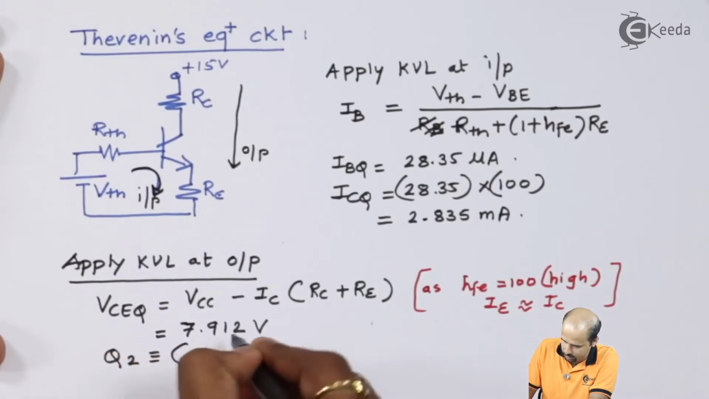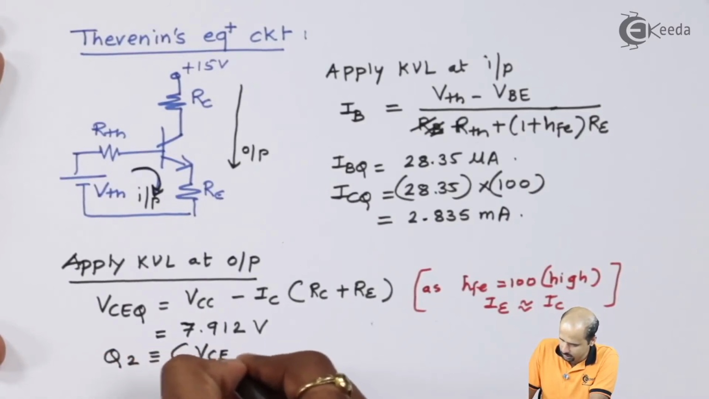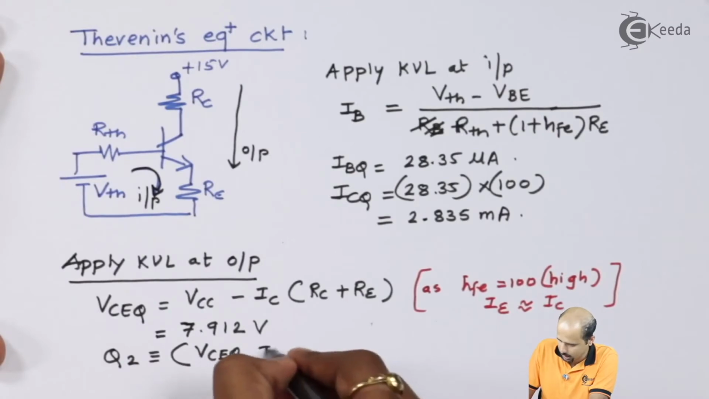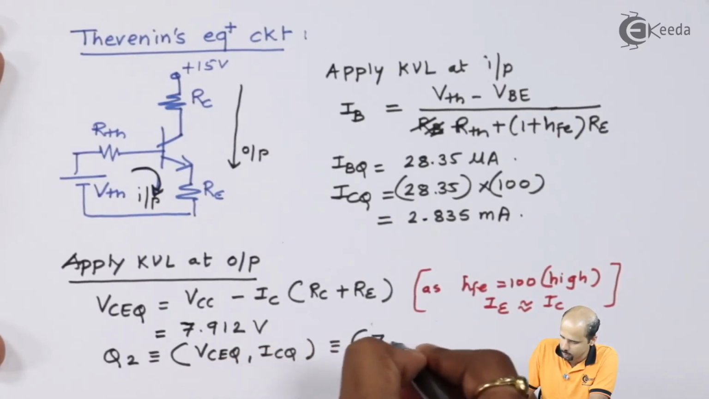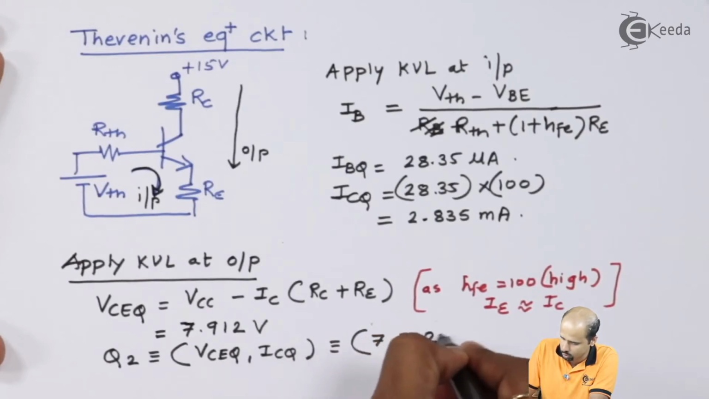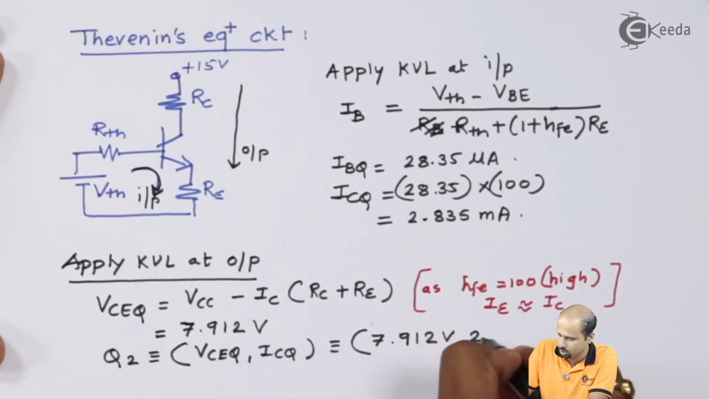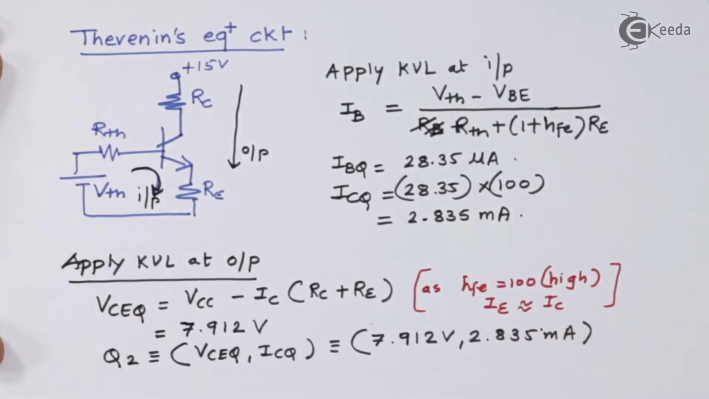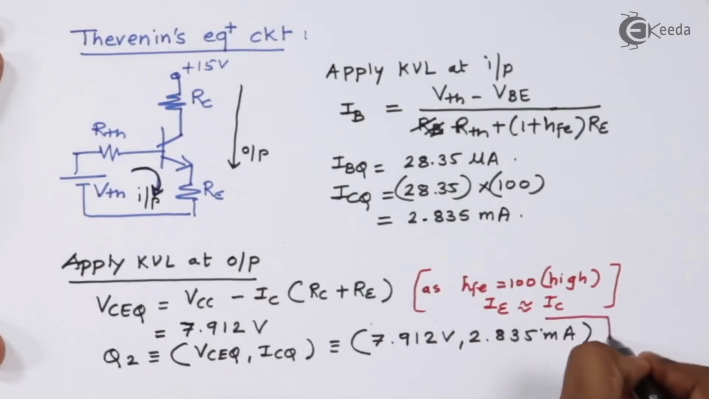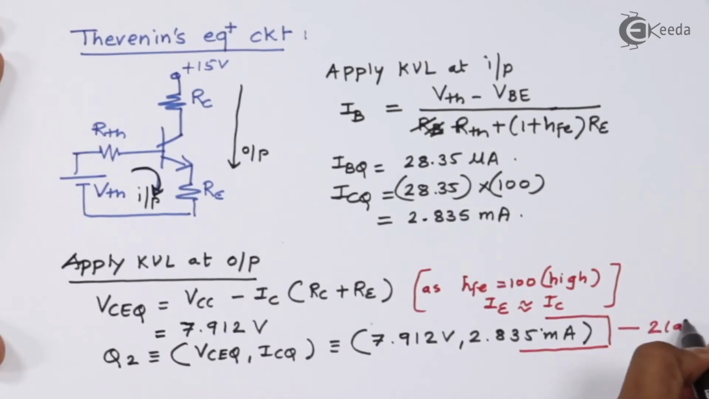that is nothing but VCEQ, comma ICQ, that is equal to 7.912 volts, comma 2.835 milliampere. So this is the second finding, or I can say part of the second finding that we'll be getting. I'll say that equation number 2a.